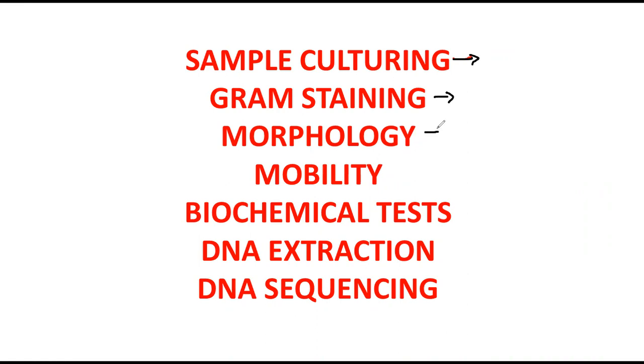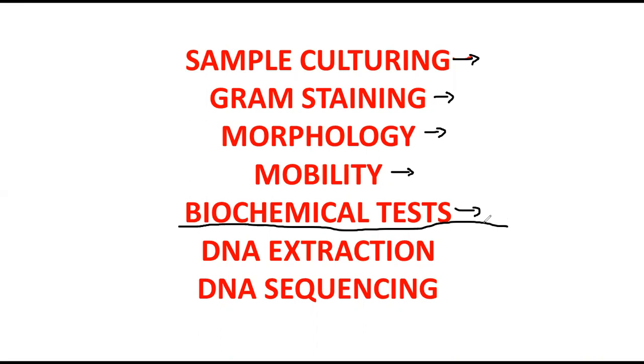Then you will check the morphology of it, that is, what is basically the morphology of my microorganism, whether it is coccus shape, bacillus shape, rod shape, spiral shape, or different other types of morphology. After that, you have to detect the motility of it, whether it is motile or not. After that, you have to perform the biochemical tests. Up till here, it is enough for a microbiologist when he is working in a laboratory.